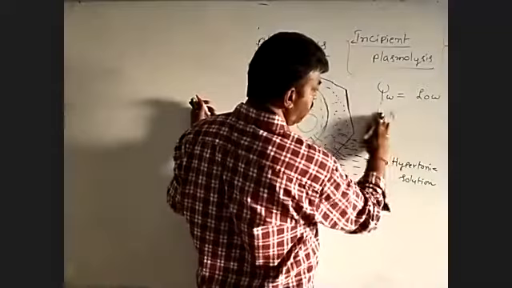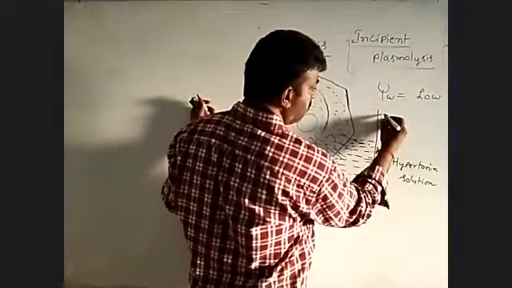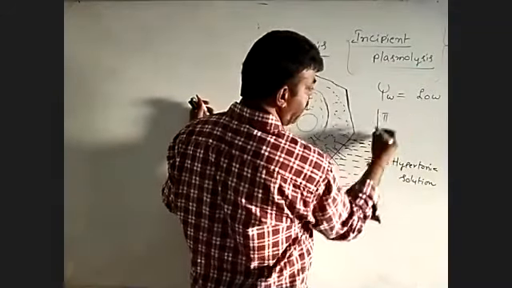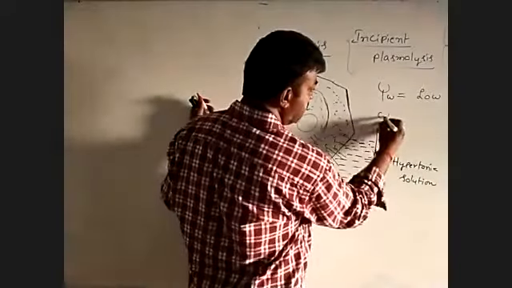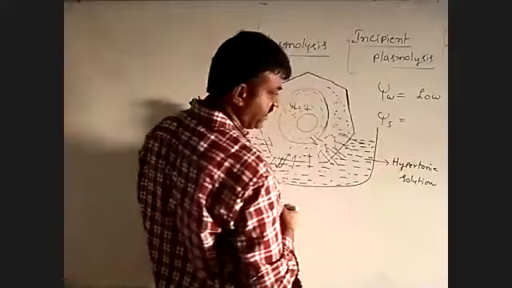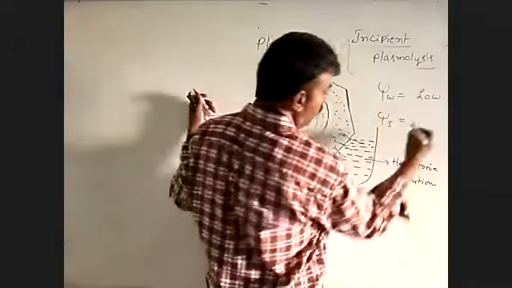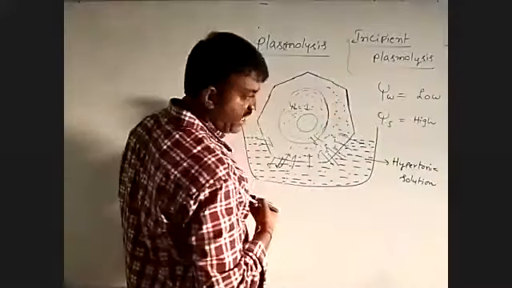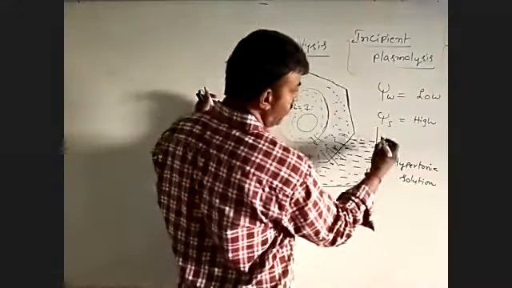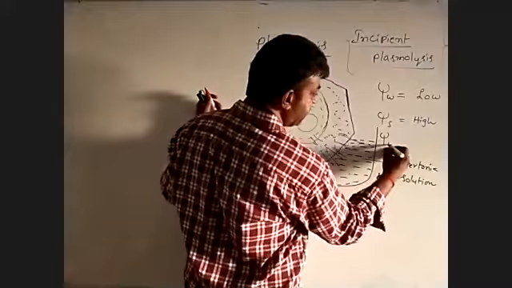Next, osmotic potential. సో ఓపి ఆర్ ψS, ఈ సింబల్ కూడా చూపించవచ్చు మనం, డినోటెడ్ బై సై ఎస్. ψS, solute potential, ఈజ్ వెరీ హై. ψS is very high. Next, pressure potential, ψP.